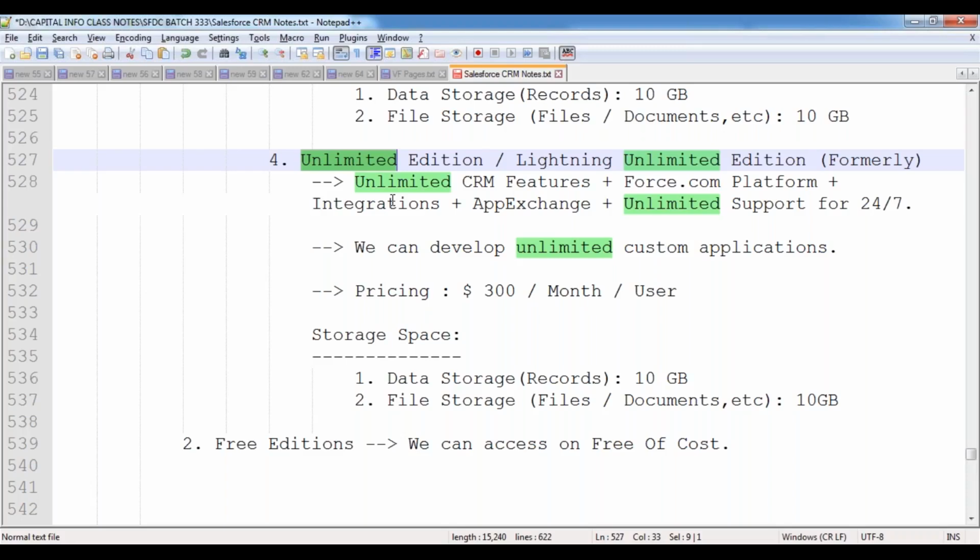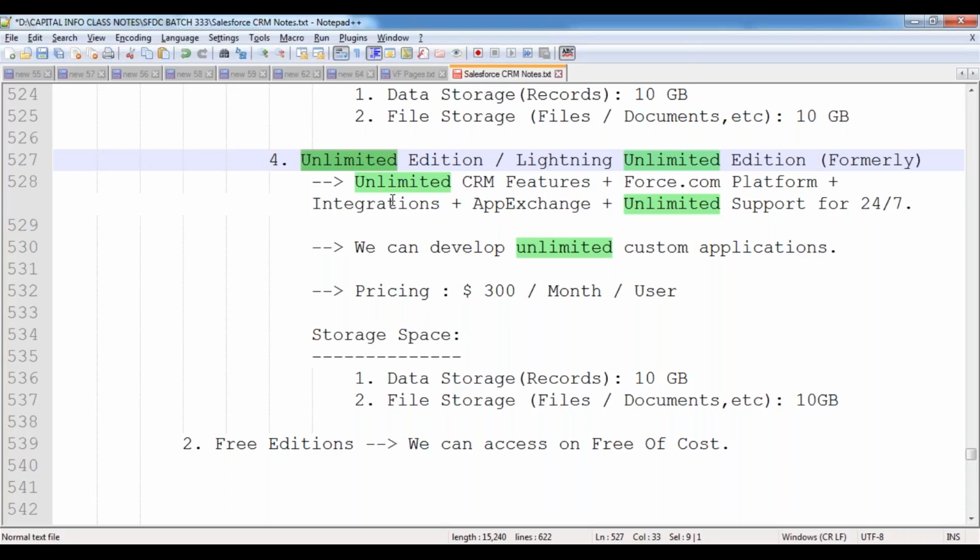So now, what kind of edition are you using for your project in your current company? You can say Unlimited Edition. 99% of organizations are using Unlimited Edition because it provides unlimited support and lets you develop an unlimited number of custom applications. So we can say confidently that for our current project, and for our previous projects also, we have used the Unlimited Edition of Salesforce.